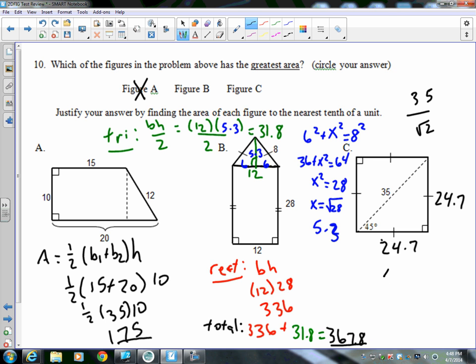It's a square. Area of a square is base times height. The base is 24.7. The height is 24.7. Multiply those together. You end up with 610.09, which rounds to 610.1. We can see that 610.1 is bigger than 367.8, and it's bigger than 175, meaning C is the greatest area.